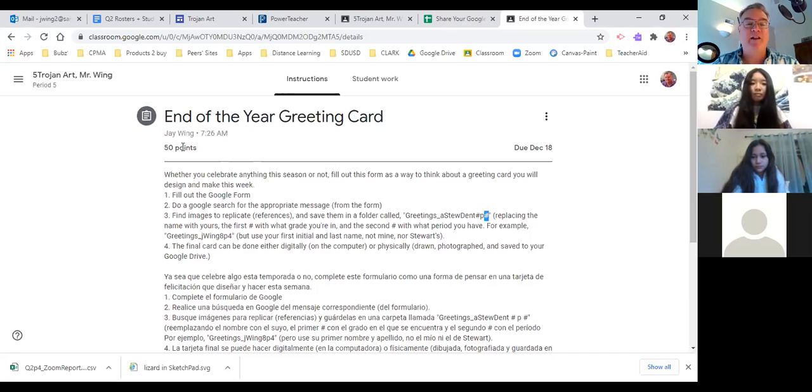If you will notice at the top, this is a 50-point project. So it's going to take us the entire week. Basically, how I assign points to projects is 10 points a day.